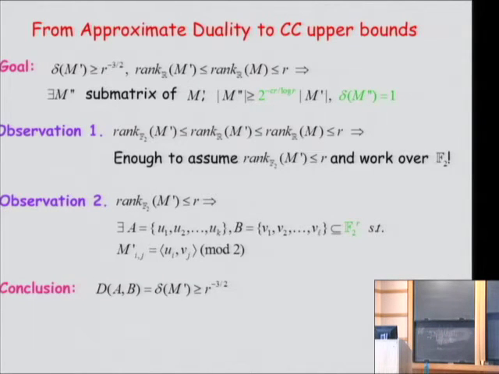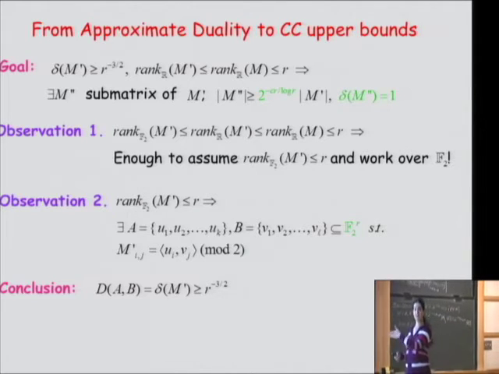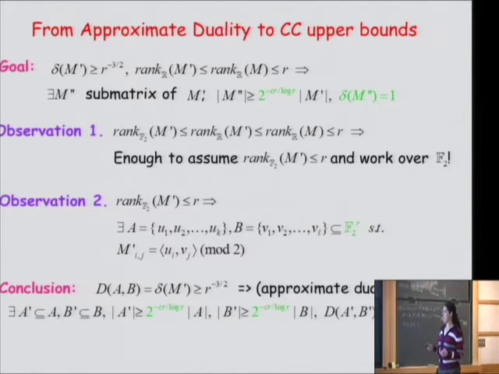And one can see that the duality measure is actually the discrepancy of the matrix M prime. Any more questions? Okay, great. So our assumption was that this discrepancy or duality measure is at least R to the minus 3/2. And then approximate duality implies that there exist large subsets A prime of A and B prime of B that have duality measure 1.